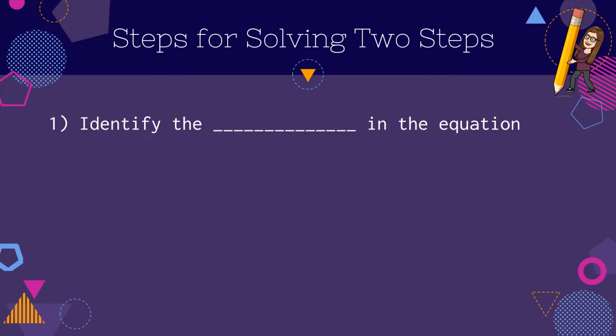The first step in solving two-step equations is to identify the operations in the equation. Meaning we want to take a look and see, are we multiplying, adding, what symbols are there, or what symbols should there be?